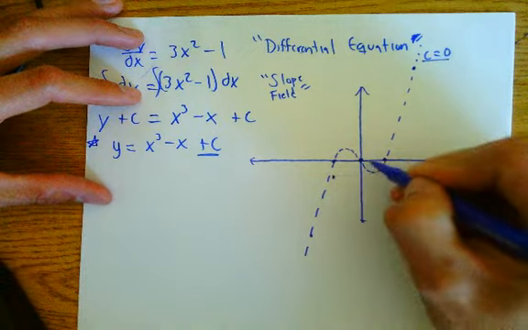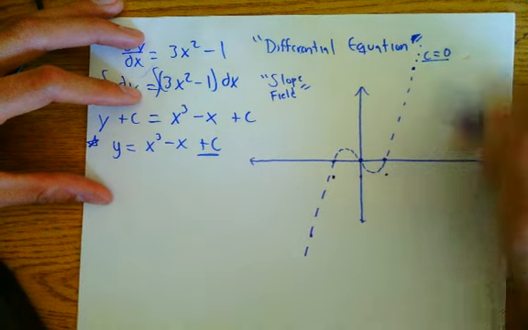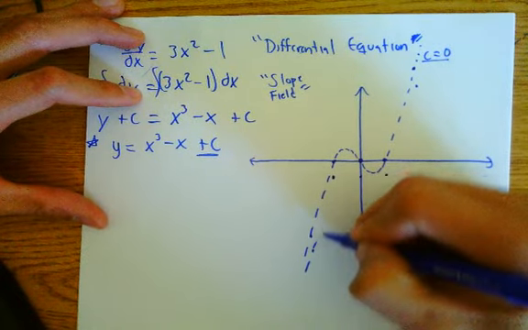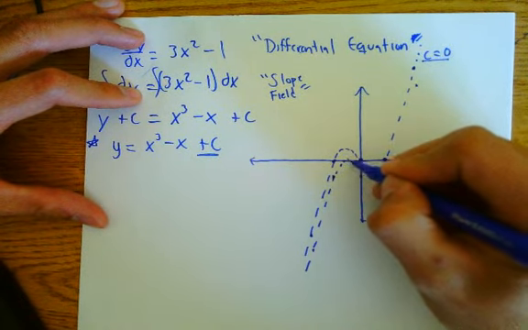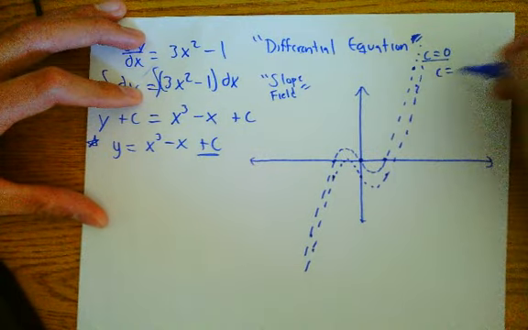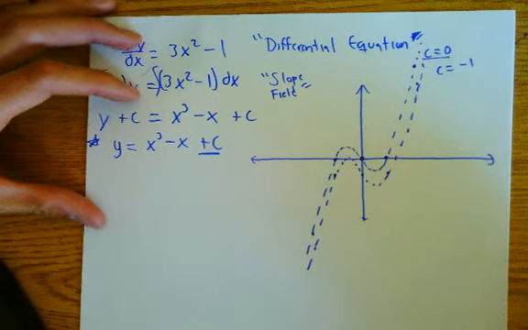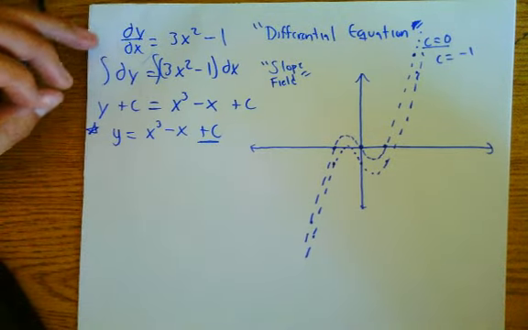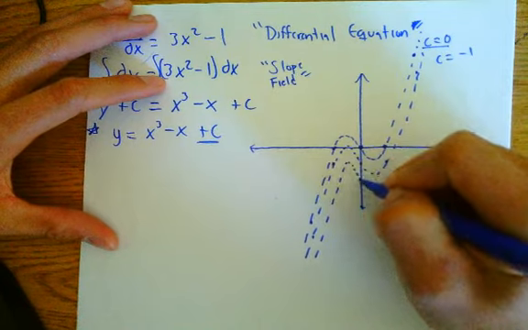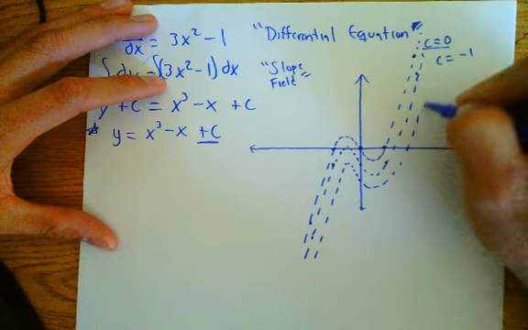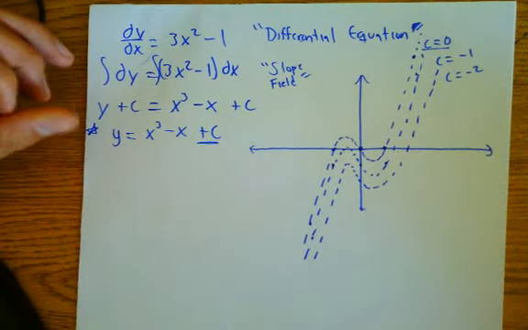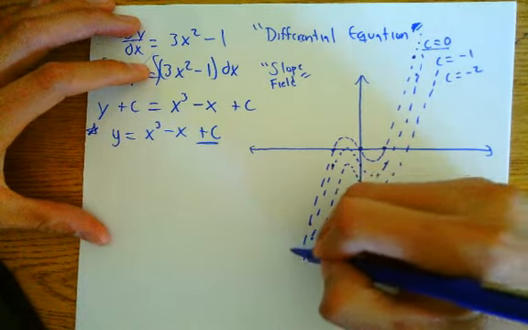So let's say this one comes down here, this one comes down here, down, down, down, and then this thing looks like the same thing. That's if C equals negative 1, right? What would happen if C is negative 2? Move it down another one. What if C equals 1? You move it up.